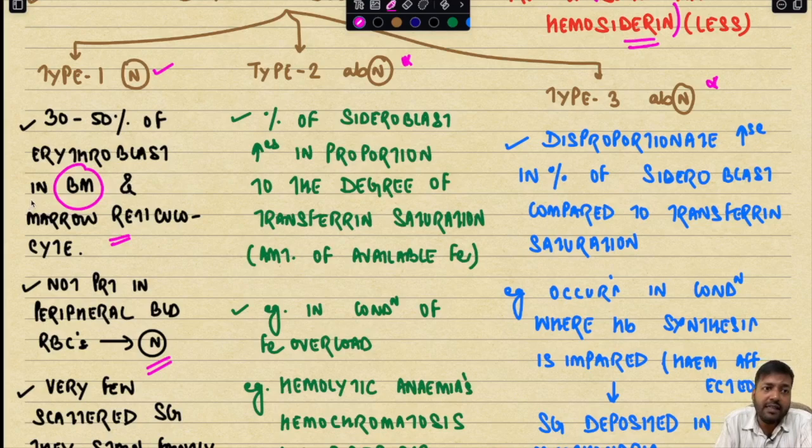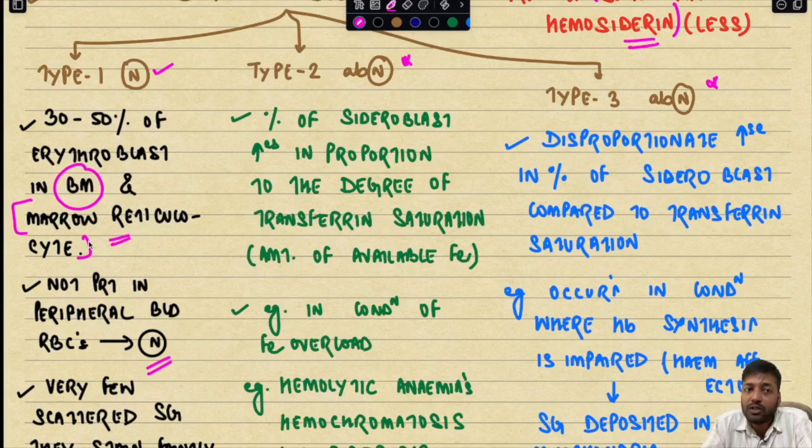Inside the marrow reticulocyte, some amount of siderotic granules are present, containing non-heme iron in the form of hemosiderin. Whenever this reticulocyte comes into the peripheral circulation, in a very short period of time it is sequestered or trapped in the spleen. Inside the spleen, the trapped reticulocyte undergoes maturation. So what is this maturation?